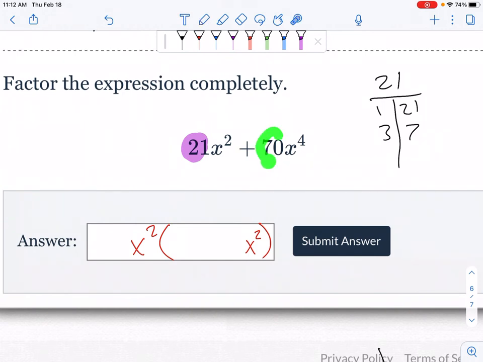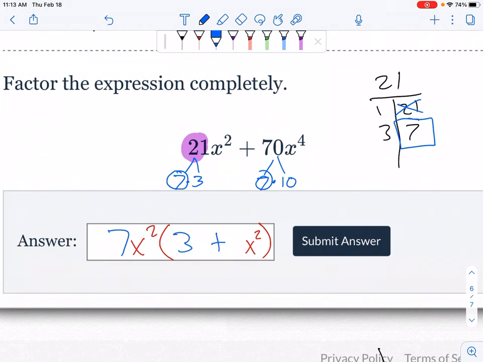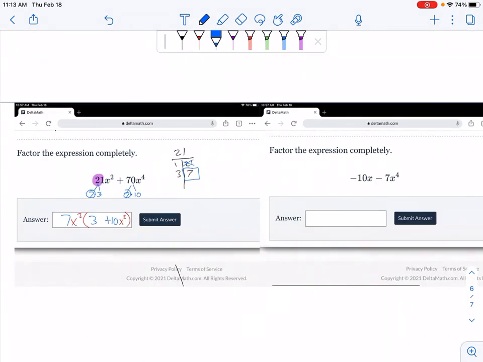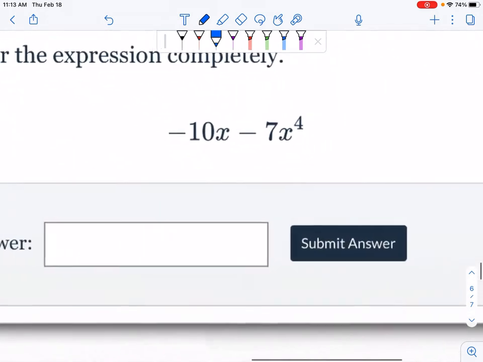So I'm going to compare. I'm going to say, can 70 be divided by 21? It cannot. Can 70 be divided by 7? It can. So 7 is my common factor. I'm going to say 21 is really 7 times 3. And 70 is really 7 times 10. So my common factor here is 7. So I can write a 7 on the outside. And I have 3 plus 10 left over. And we already had sorted out the x values. So I don't know which order you'd like to do that.